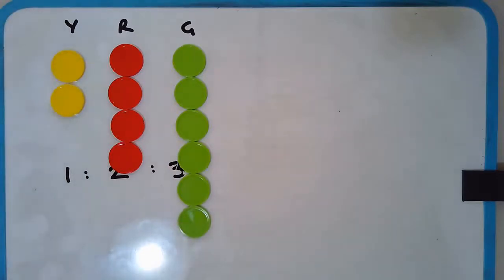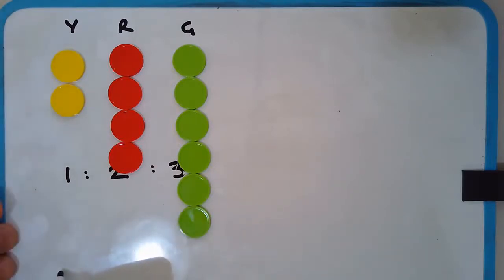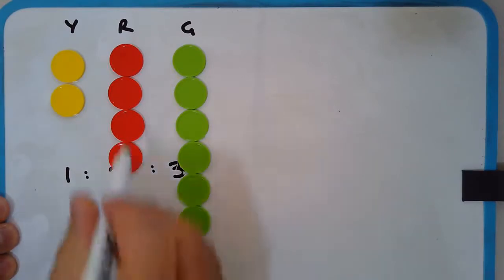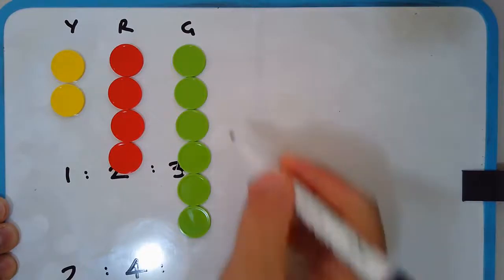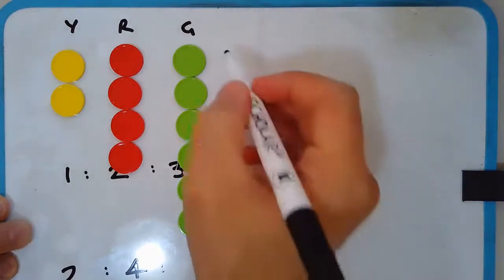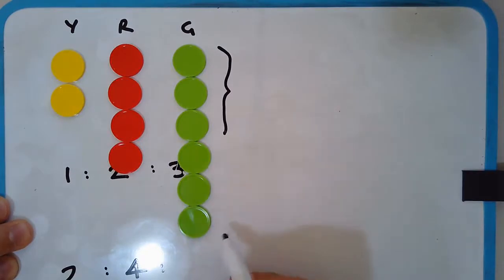Okay. The ratio is still the same. The ratio now, instead of 1 to 2 to 3, will be, how many yellow counters do we have now? We've got 2. Instead of having 2 red counters now we have 4. And instead of 3 green counters, these were the original 3, we now have another 3. So we now have 6 green counters.